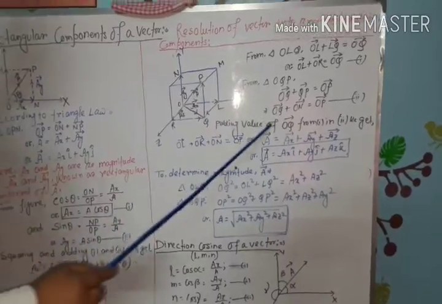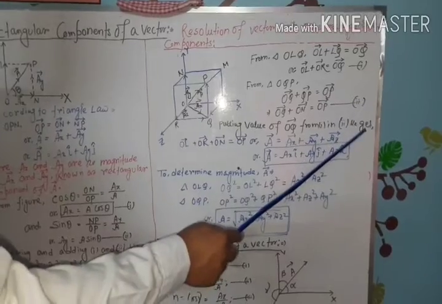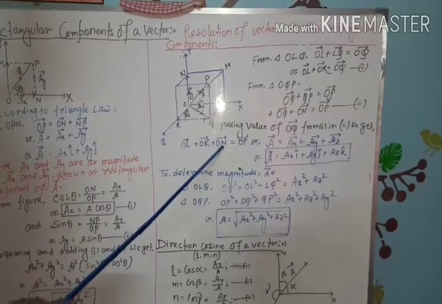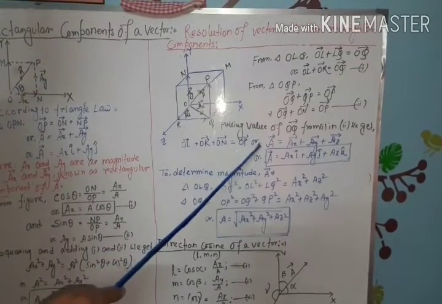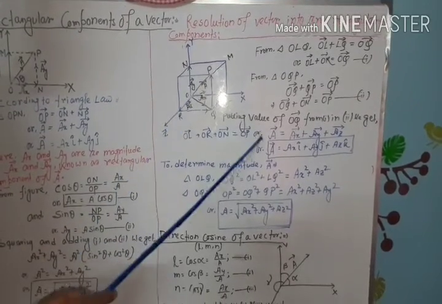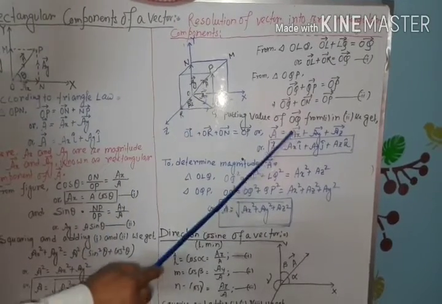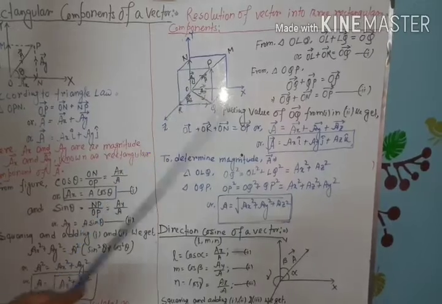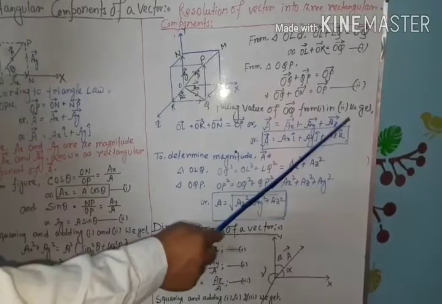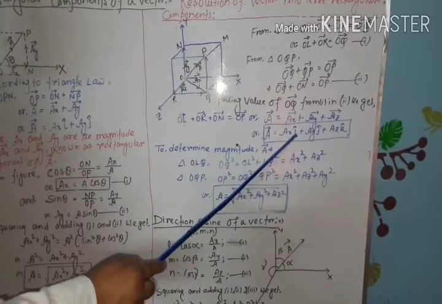Now putting the value of OQ from 1 in equation number 2, we get OL plus OR vector plus ON is equal to OP vector. Now see the diagram. That is OP, which is our given vector A, is equal to, what is OL? X vector, plus what is OR? That is AZ vector, plus what is ON? That is AY vector.